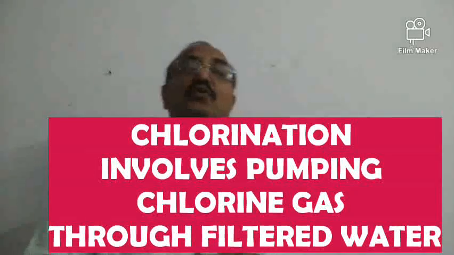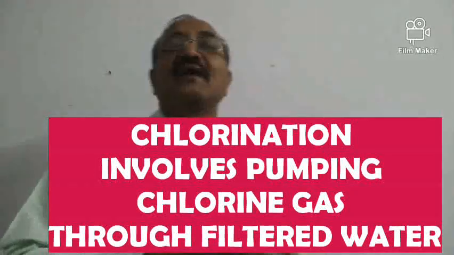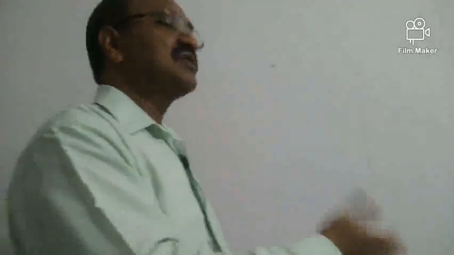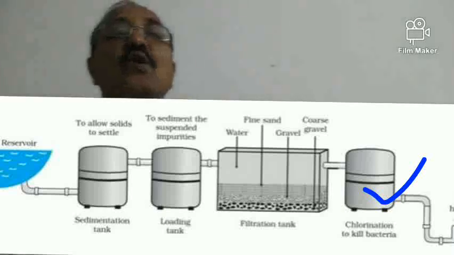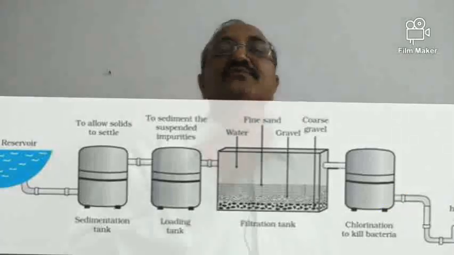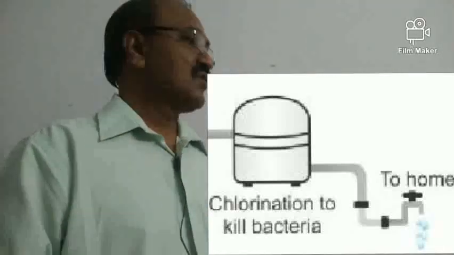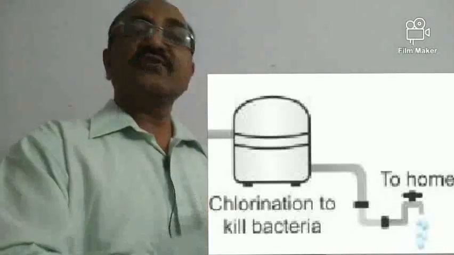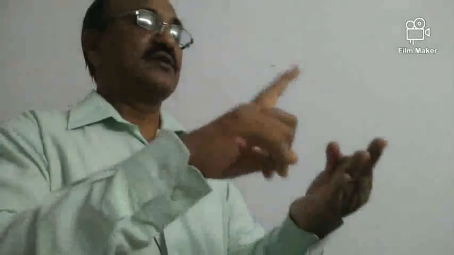What will happen when chlorine gas is pumped through the tank? This chlorine gas has the ability to kill bacteria. That gas will kill bacteria, viruses, and almost all the microorganisms which can cause any diseases. And the result is we have water now that is dirt free, sediment free, suspended impurity free, and finally odorless.